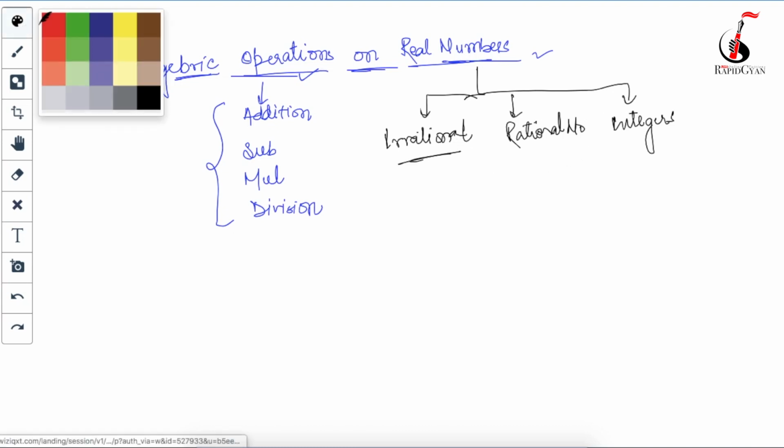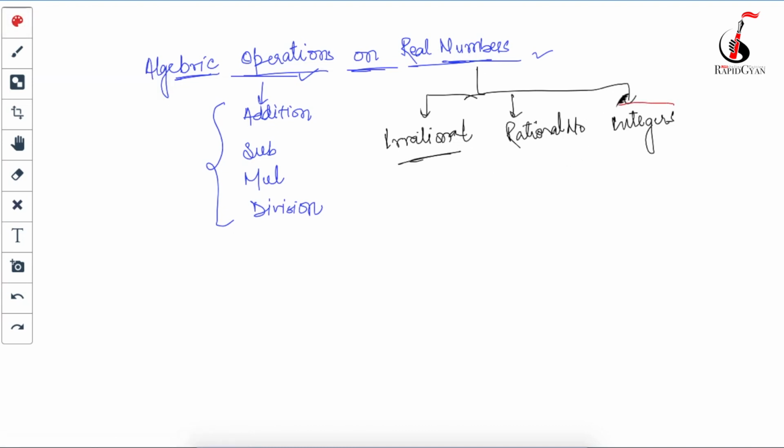So what are integers? Integers are your non-decimal numbers, beta, like -4, -2, 1, 3, 5. These non-decimal numbers are your integers. Operations on integers I guess you already know. Addition: you know how to add two integers, how to subtract two integers. For example, if you have to add 2 plus 3, you know it's 5.